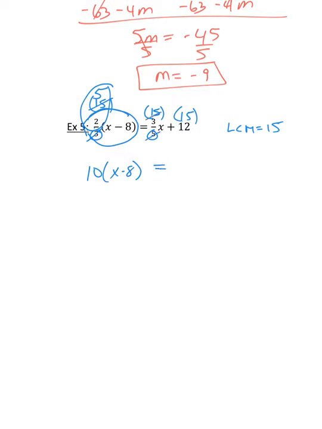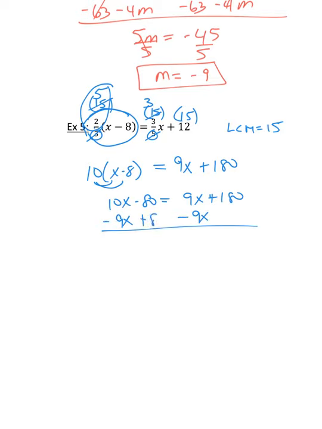5 goes into 15 3 times. 3 times 3x is 9x. And then we're going to multiply 15 times 12, which is going to give us 180. So now I'll distribute 10x minus 80 equals 9x plus 180. So the goal is to distribute without a fraction, right? Because that's so much easier and less mistakes occur. So subtract 9x, and we will also add 80. So we have x equals 260.